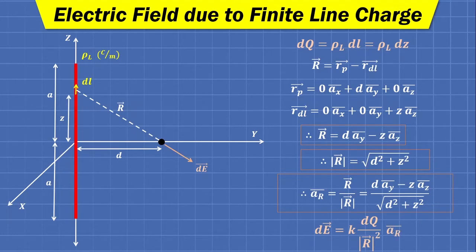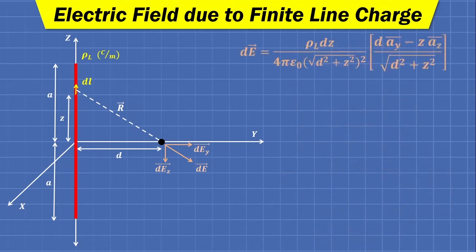Now the intensity due to the differential length dl can be determined with the help of the equation dE bar equals k dq divided by modulus of r bar square into ar bar. So just by putting all the values in the last equation, we will have dE bar equals ρL dz divided by 4 pi epsilon 0 into the square of the square root of d square plus z square, multiplied by the unit vector in the direction of the distance vector.